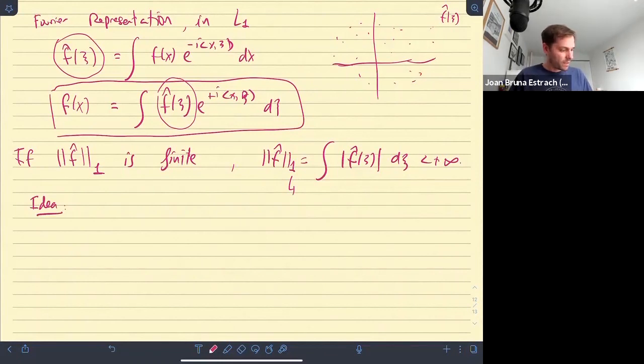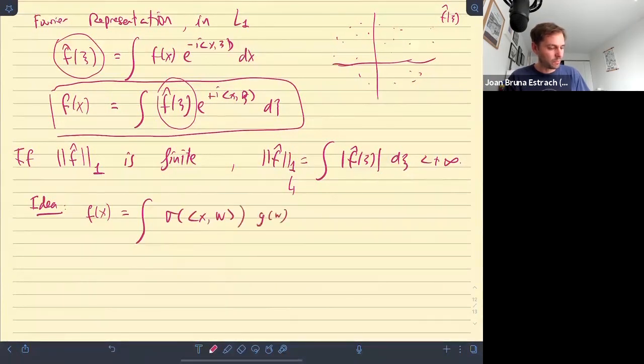So again, I'm going to write f of x a bit more generally by replacing these Fourier atoms by something a bit more general. Let me assume that I have a representation of this form with g that is integrable. So the L1 norm of g is finite.